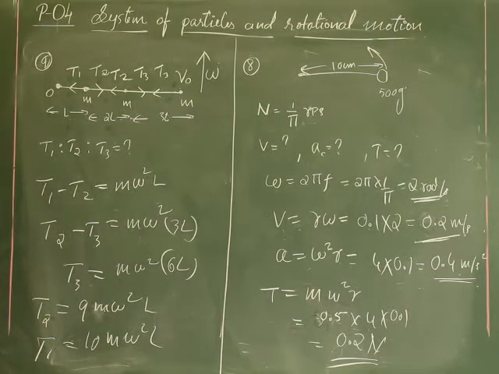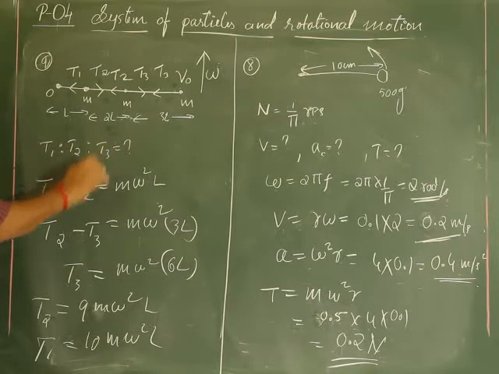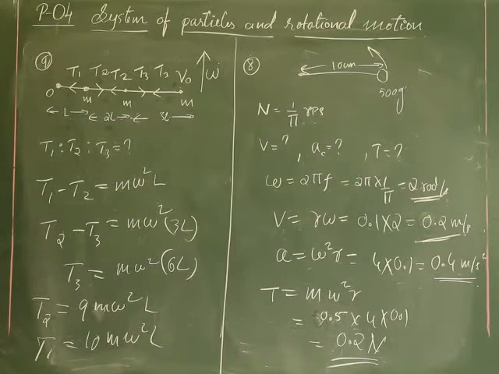So in which ratio are these? You can check the answers now. In the answers, see whether they have given T1, T2, T3 ratios. The question asks the ratio of the tension in the three sections of the string. Here we have found T1, T2, T3. Here I have written T1 is to T2 is to T3. So T1 is how much? 10 it is.